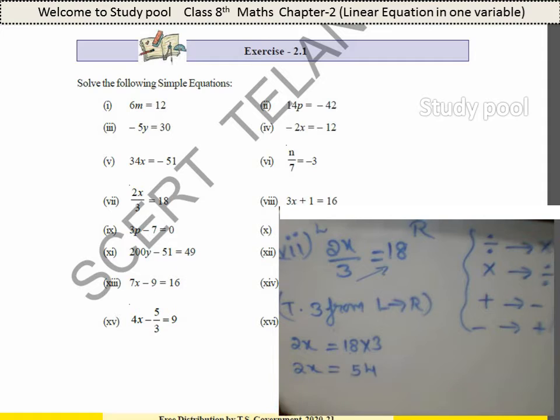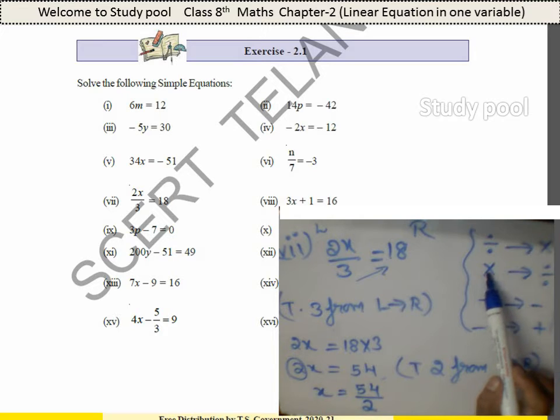Now again we got an equation. Here the x coefficient is 2. So again we have to transpose. I am transposing 2 from LHS to RHS. Now x is equal to 54, and this 2 will come to the denominator. Why? Because whenever multiplication is there, the value will come to the denominator.